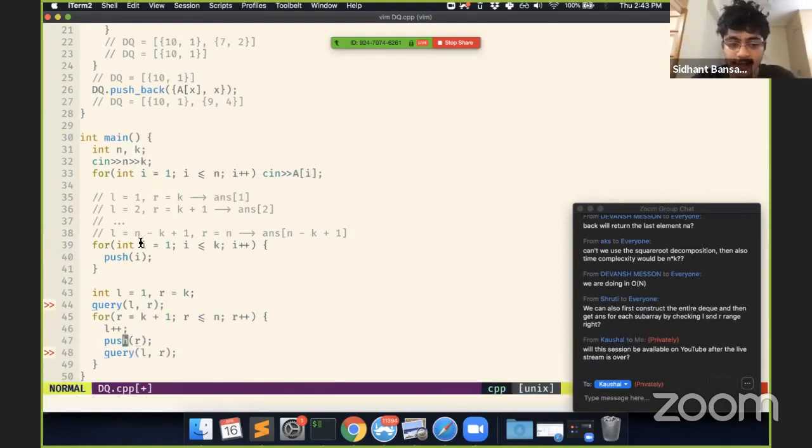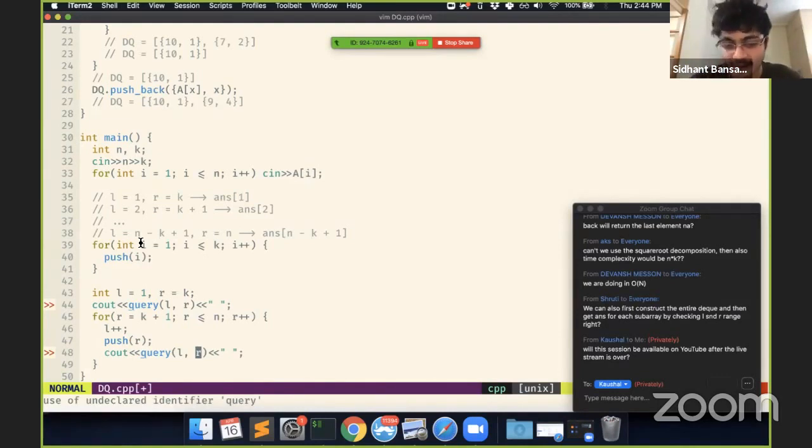I'm pushing in the R again and again. Initially I inserted the first k elements because at least I need those k elements to be present inside. Then I printed out the answer for those first k elements. Then I pushed in the k plus 1th element and printed out the answer for the range ending at k plus 1th element. Then I pushed in the k plus 2th element, and printed out the answer of the range ending at k plus 2th element.